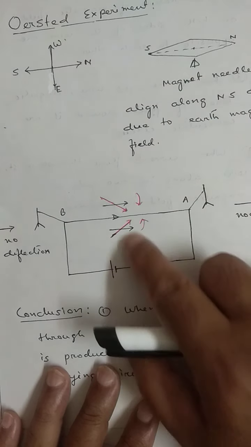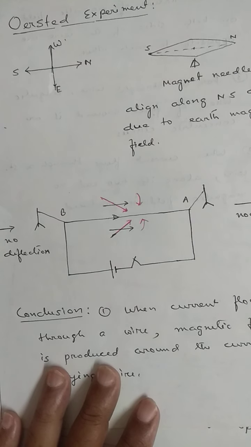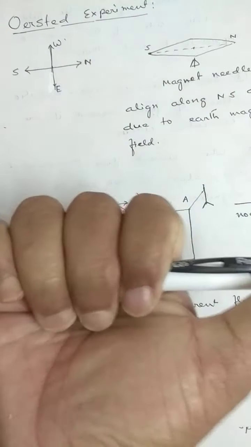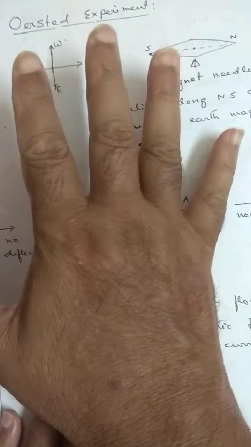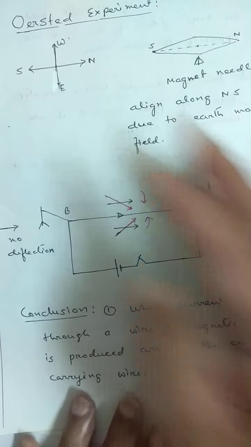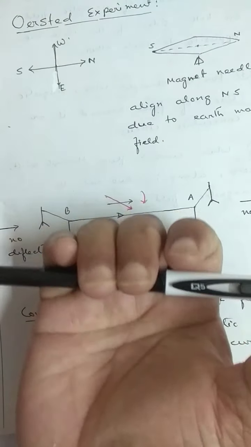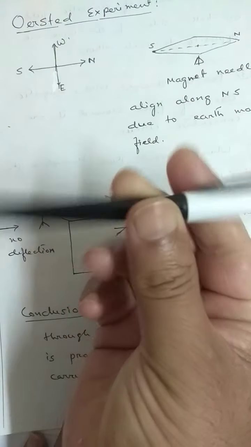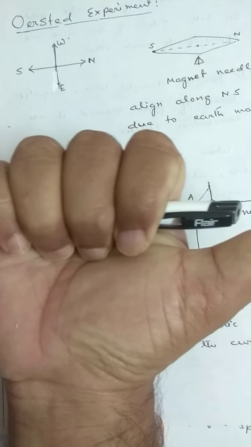Therefore, the nature of the magnetic field on both sides of a current carrying wire is opposite. These directions can be remembered with the help of the right hand thumb rule. You just see, this is my right hand. You hold the wire, say this is the wire, with the help of my right hand.